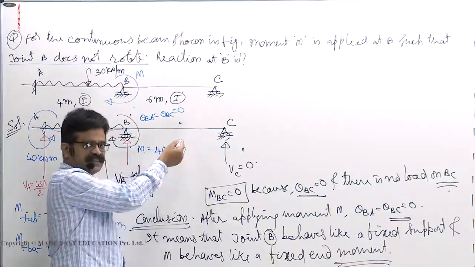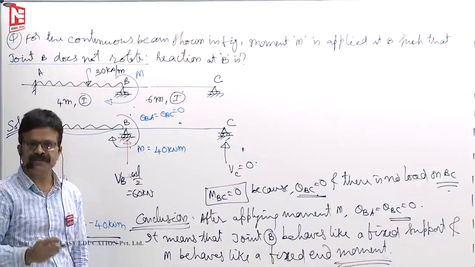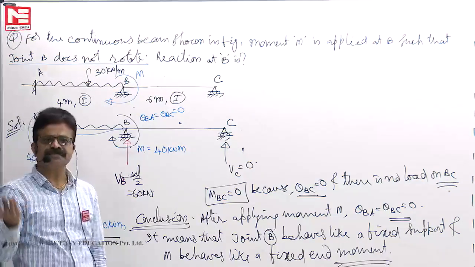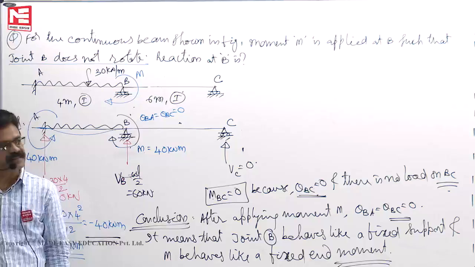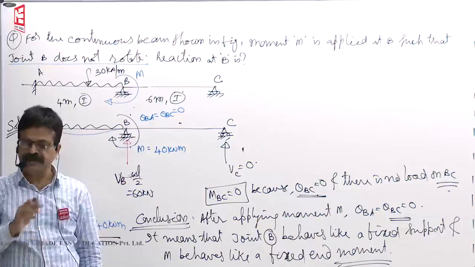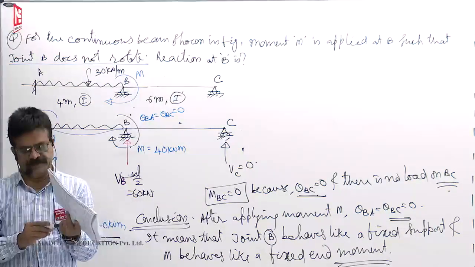And these things are valid when no load is here. If load is also here, then we know how to calculate by using MDM. We will do that process, but it will take more than 2 minutes time. So they don't give load on two spans. Okay.